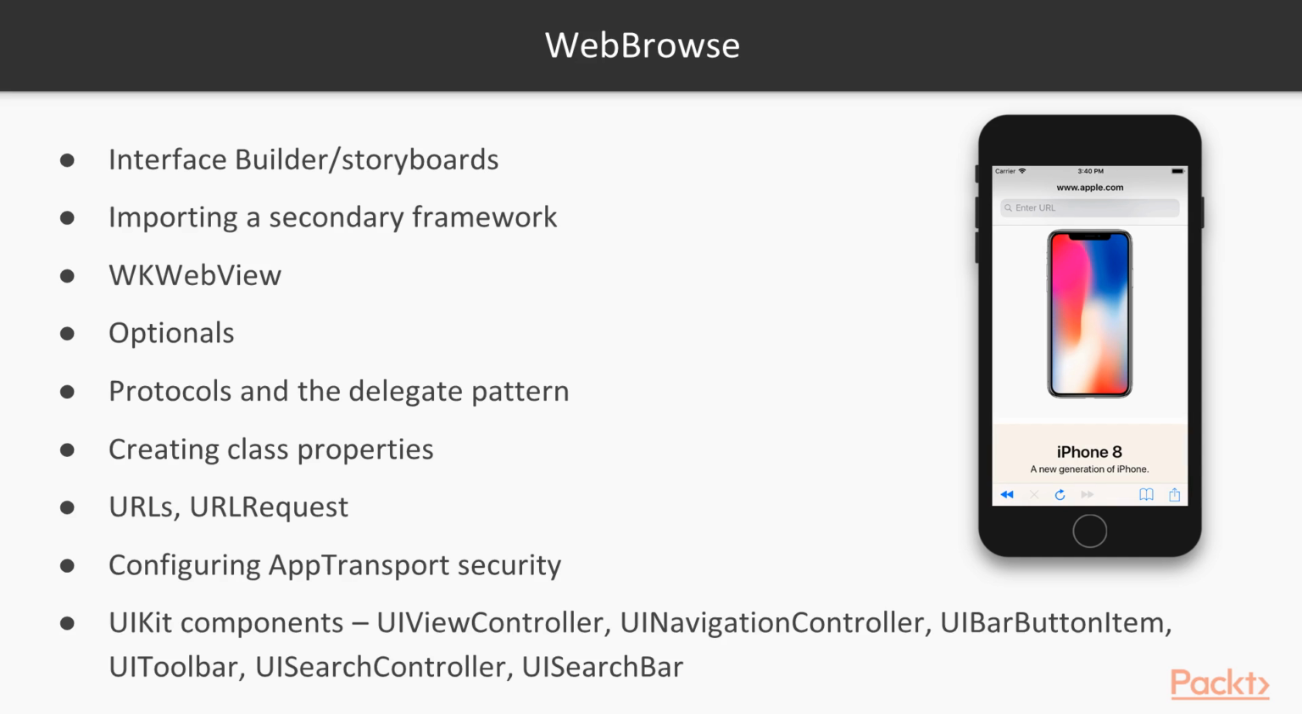We'll create class properties, URLs, and URL requests. We'll configure app transport security and work with application properties for the first time. Throughout, we'll be working with a host of core UIKit system user interface components. We'll create our first custom view controller and work with buttons, toolbars, search bars, and the search controller.